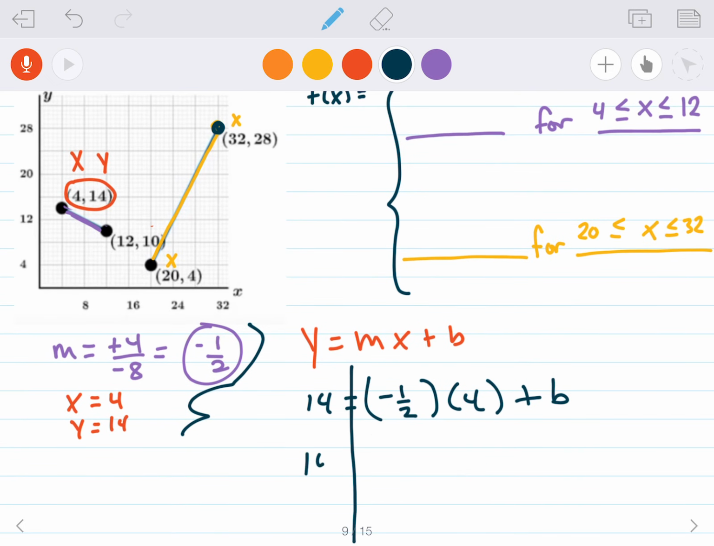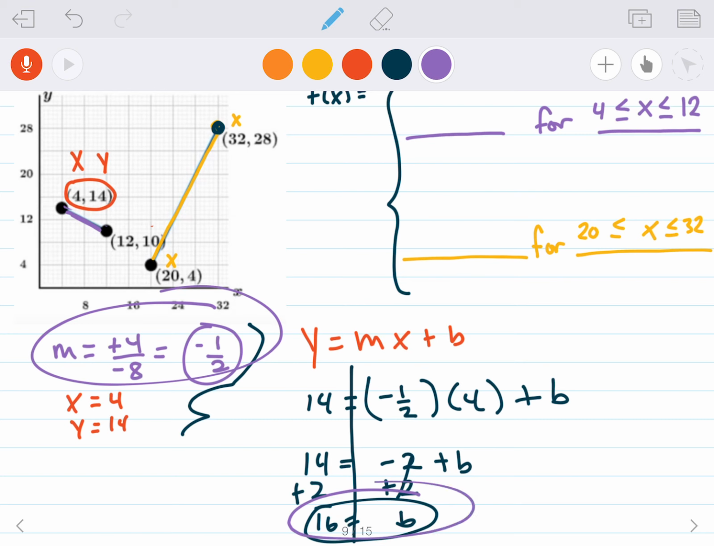So on the right side, negative 1/2 times 4 over 1, multiply straight across, is negative 4 over 2. Negative 4 divided by 2 is negative 2. So this becomes negative 2 plus b. I can add 2 to both sides to get b by itself, and I get b is equal to 16. So you can define a line with a slope and a y-intercept, and that's what that purple segment is. It's going to be y equals negative 1/2 x plus b, which we just found was 16. So that's the first line segment.